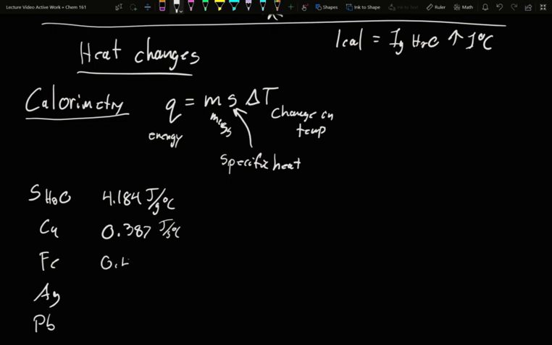Iron, 0.4498 joules per gram degrees Celsius. Silver, 0.235. And lead, 0.128 joules per gram degrees Celsius. The metals just take significantly less energy than water. Water is actually one of the higher specific heats.